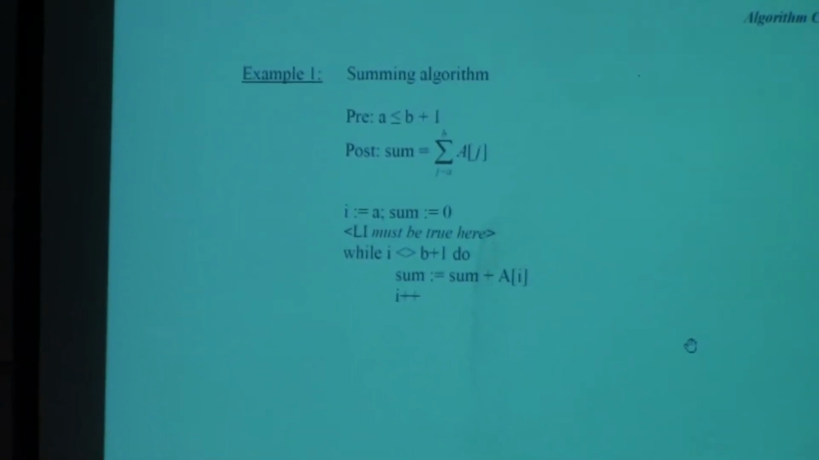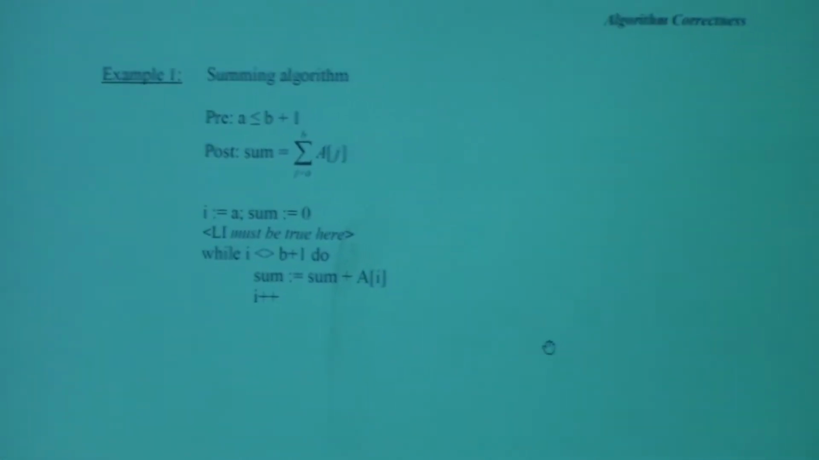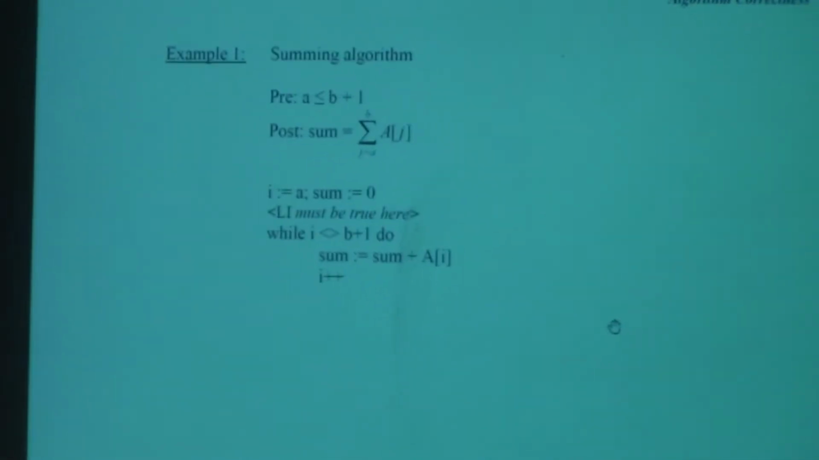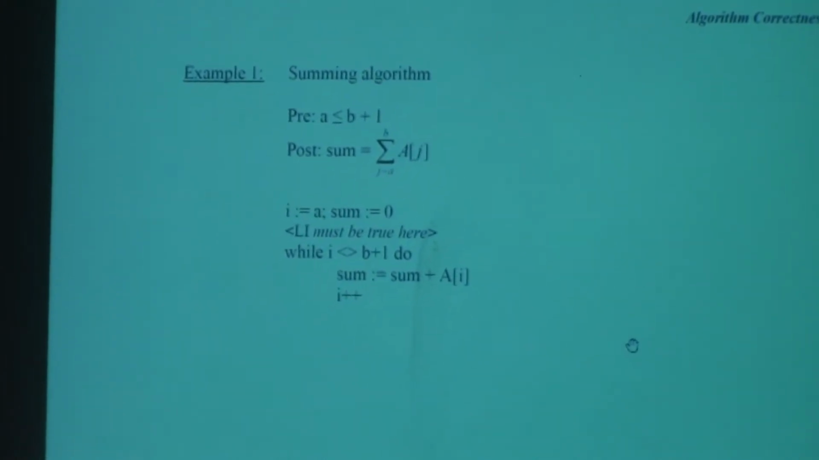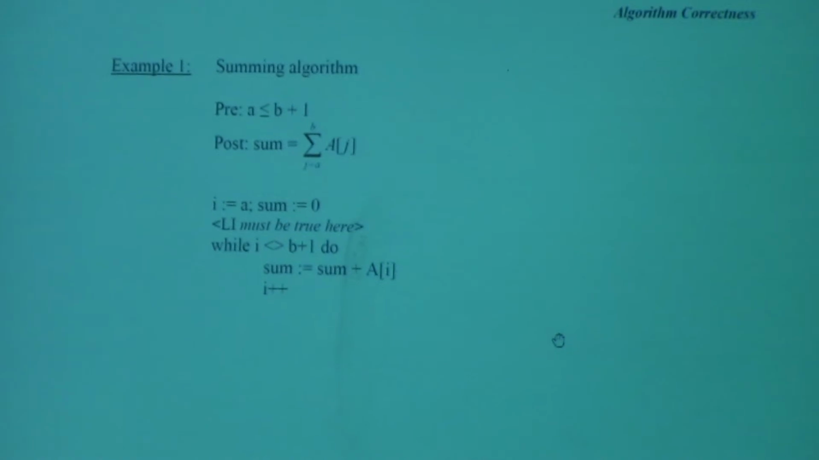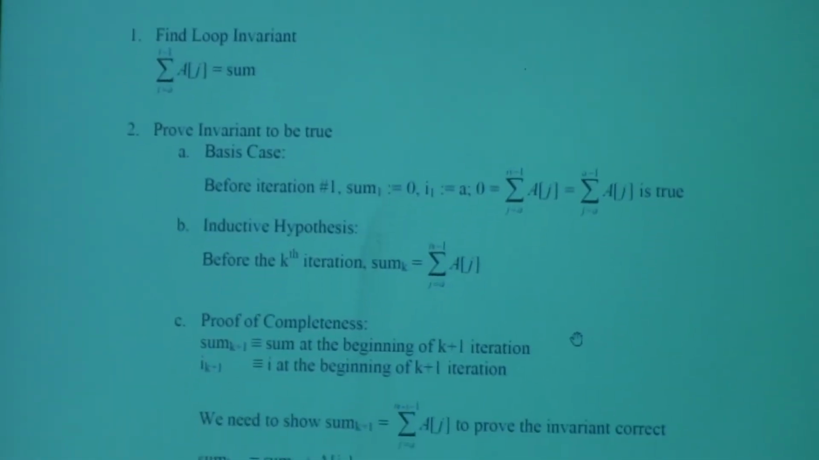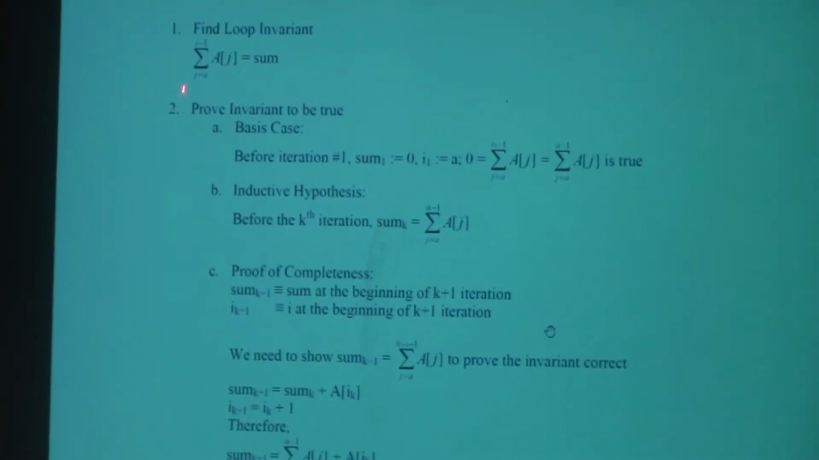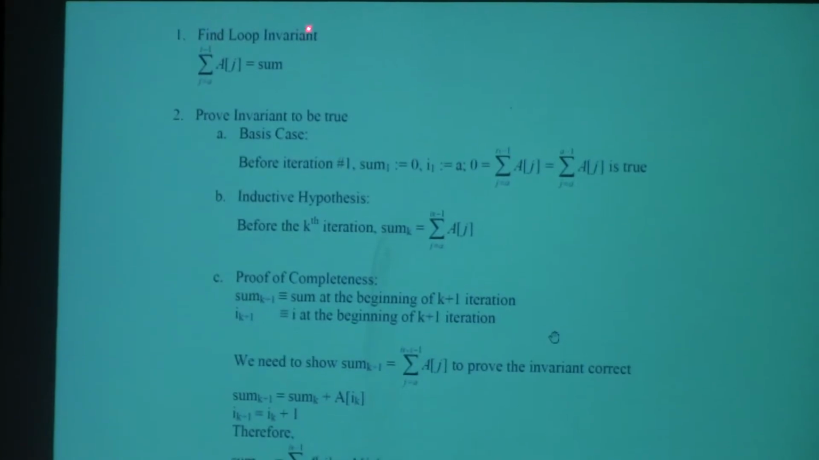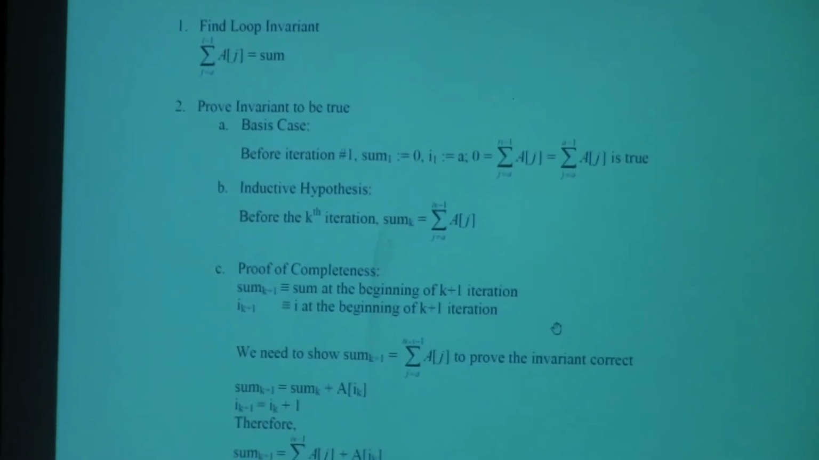Okay? And so all we're trying to do here is just add up a bunch of numbers in an array. So what we have here is we're talking about an invariant condition. And the loop invariant is that condition. And basically in this case we're looking at the invariant to be the summation from j equals a to I minus 1 of the element of j equaling the value of sum.